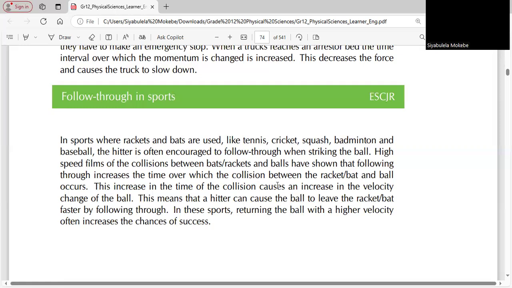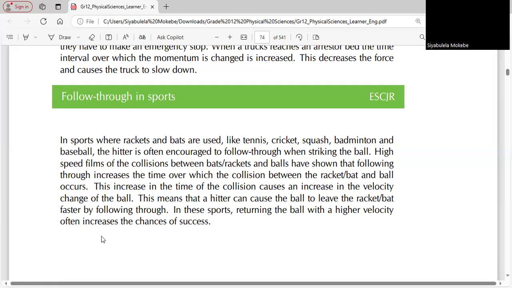This increase in the time of the collision causes an increase in the velocity change of the ball. This means that a hitter can cause the ball to leave the racket faster by following through. In these sports, returning the ball with a higher velocity often increases the chances of success.